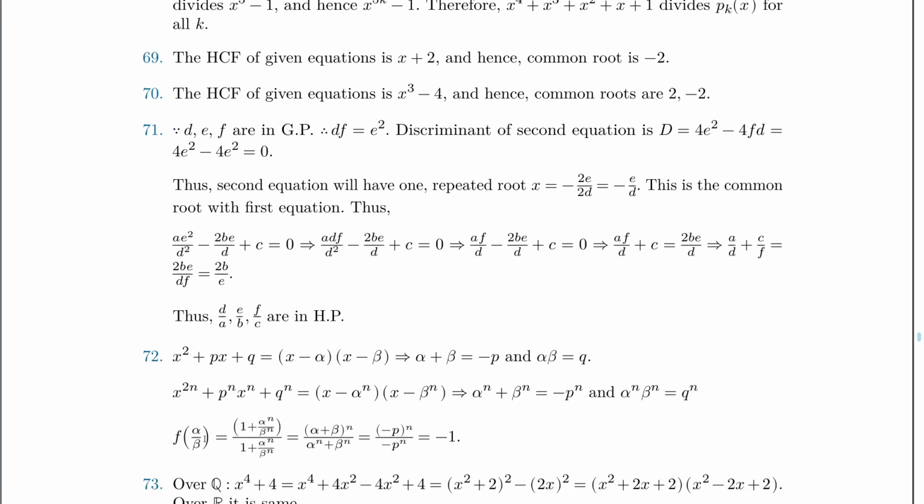Now f of alpha by beta is equal to, if we substitute x is equal to alpha by beta, we get alpha plus beta whole to the power n divided by alpha to the power n plus beta to the power n. Now alpha plus beta to the power n is minus p to the power n, and alpha to the power n plus beta to the power n is minus p to the power n, which is equal to minus 1.